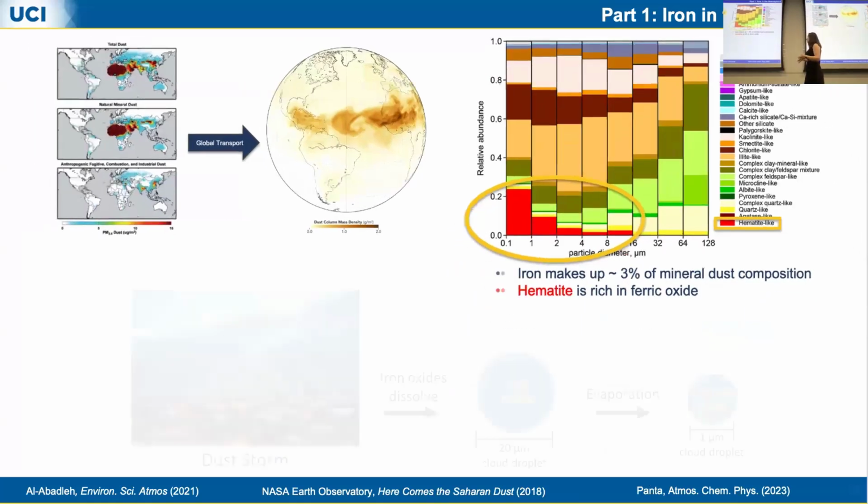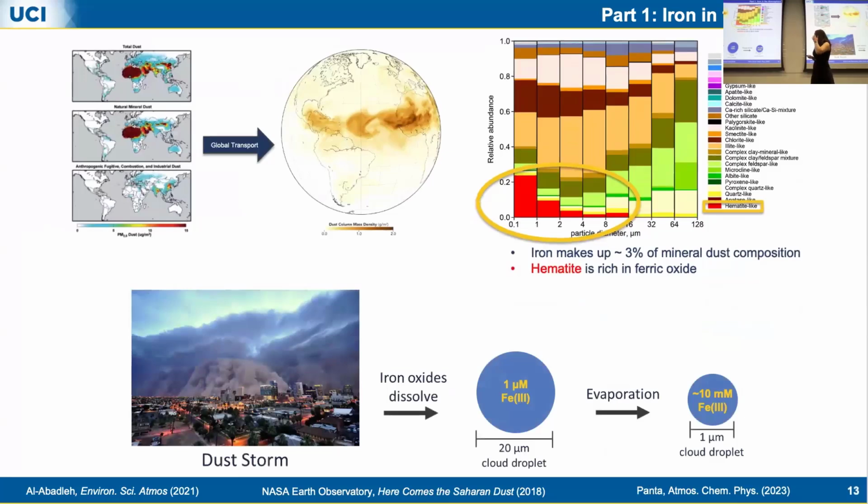And so what happens when iron oxides or ferric oxide is aloft? Well, it can dissolve. And so if I have a 20 micrometer cloud droplet, it's estimated that about 1 micromolar worth of iron(III) is there. This droplet can undergo evaporation down to about 1 micrometer in diameter, and it can range up to 1 to 10 millimolar in iron(III) concentration there. So I'm going to keep that number in the back of our mind as we move forward.